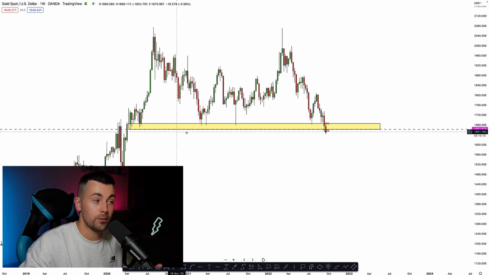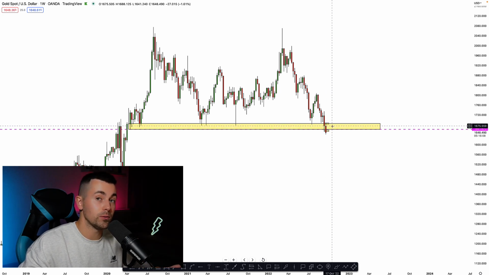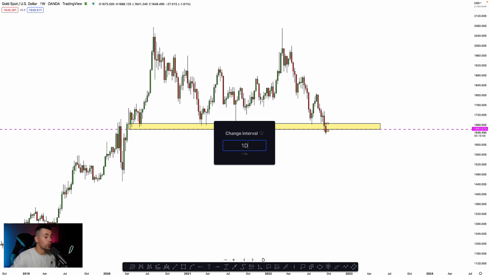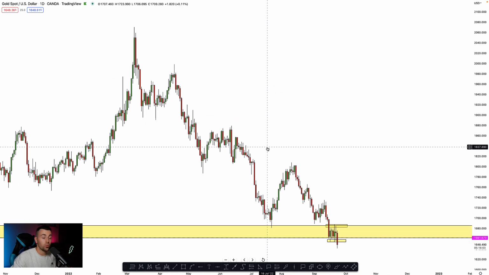Yes, remember that the violation of that major weekly structure cluster will turn that into very strong resistance. And you can imagine how strong selling pressure we will see from that. What will be the next supports to watch?